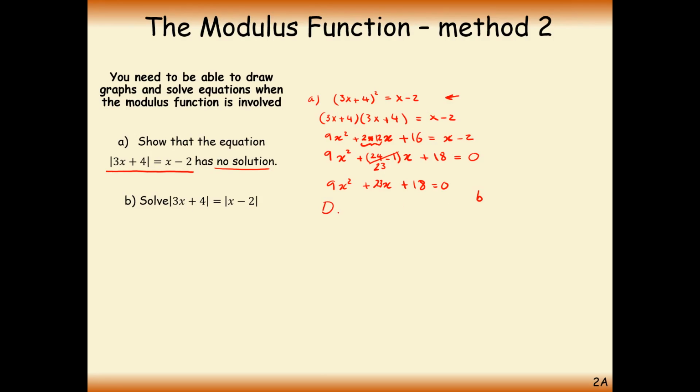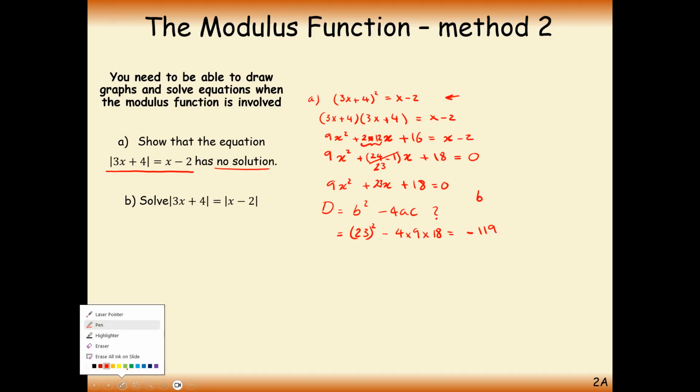If you remember the discriminant b squared minus 4ac, we want to calculate and see whether this is positive or negative or 0. So obviously we'll have 23 squared minus 4 times 9 times 18. And if you put that on your calculator, we'll get a value of negative 119.